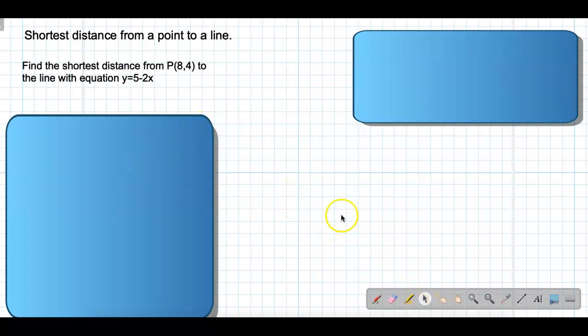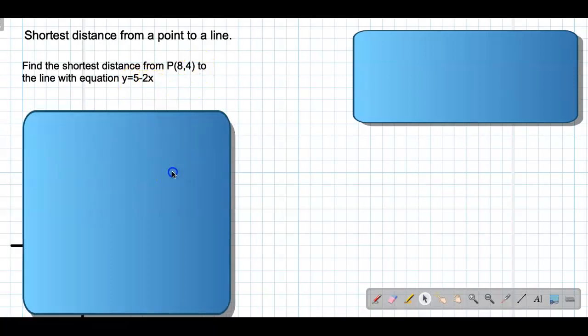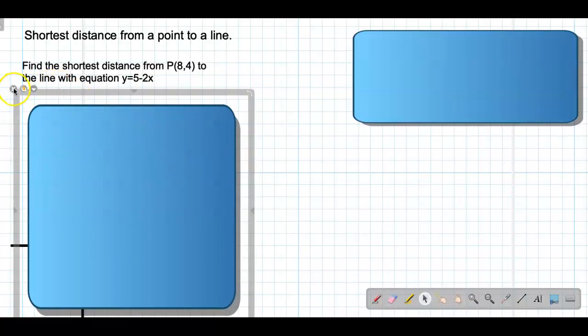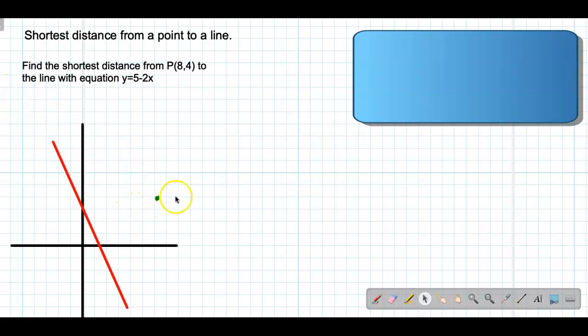So here we're going to be looking at the shortest distance from a point to a line. I've got an example question here, which is the shortest distance from a point to this straight line. Now, we don't have to draw a diagram every single time, but I've drawn a quick diagram here and we're going to have a look at what's happening.